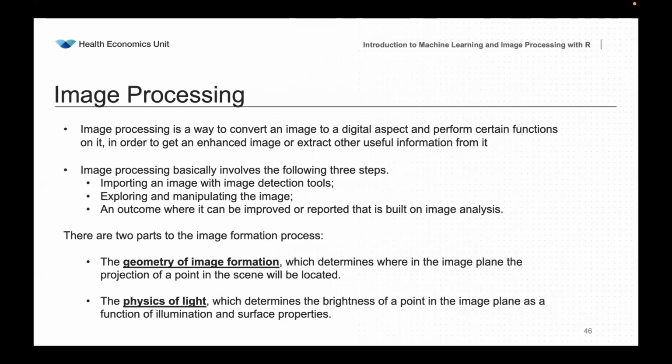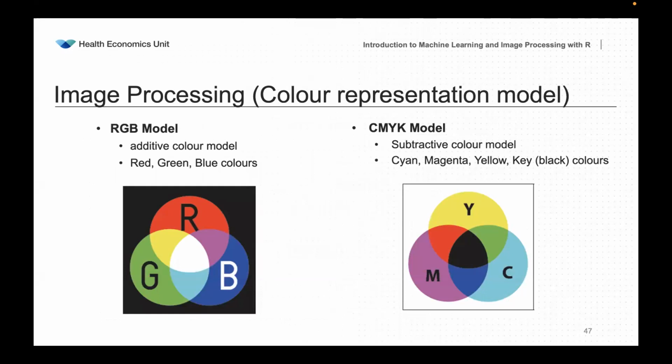So there are mainly two models of image processing. One is the RGB model, which is the additive color model, and the other is the CMYK model. RGB is mainly three colors: red, green, blue. And CMYK is a subtractive color model, which has cyan, magenta, yellow, and key, which is black. But most image processing is based on the RGB model.